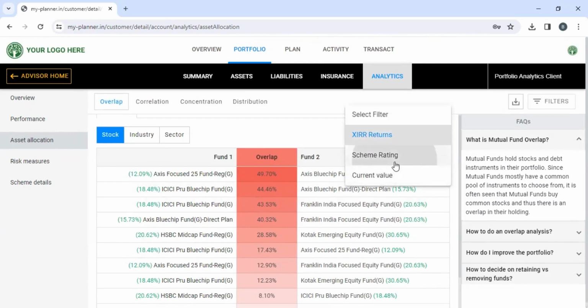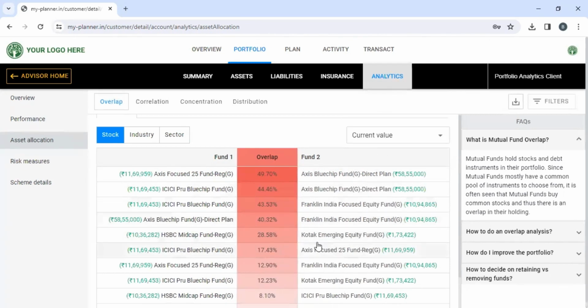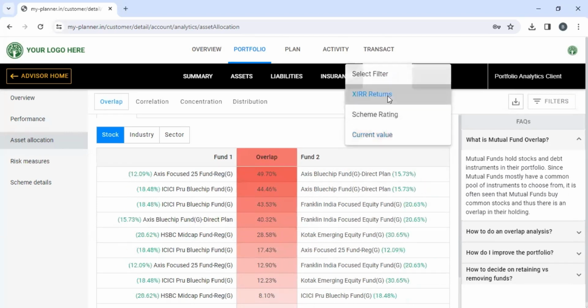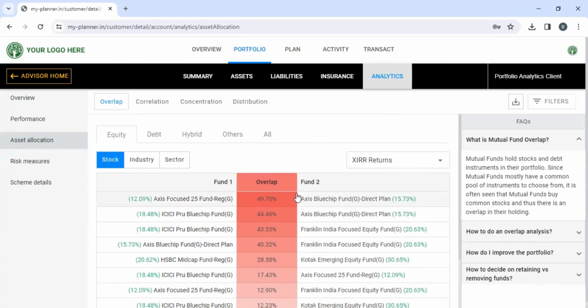Then I'll check what the rating is. So here I see similar ratings, so maybe they're still fine. And in current value, I can see 58 lakhs and 10 lakhs. So more money is invested in this. Ratings also remain the same, but XIRR is less in this. It has given me more XIRR, or this one, sorry. So this is where we can do a lot of decision making. Again, a decision should not be made solely on this analysis. Everything should combine and overlap, so that the whole decision making is very nuanced in that sense.